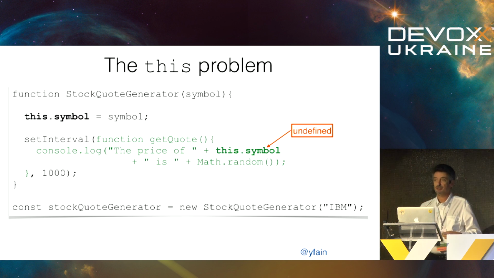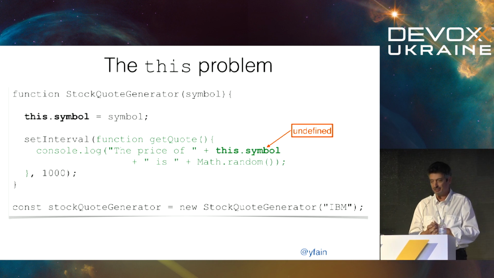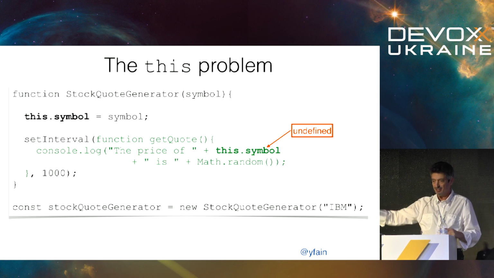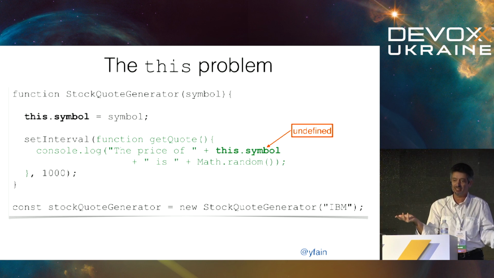And now let me explain the problem with this. Java developers are spoiled with this keyword this. Why are you spoiled? Because you know exactly where this is pointing. If you are inside the instance of the object and you write this dot something, you know what it is, right?